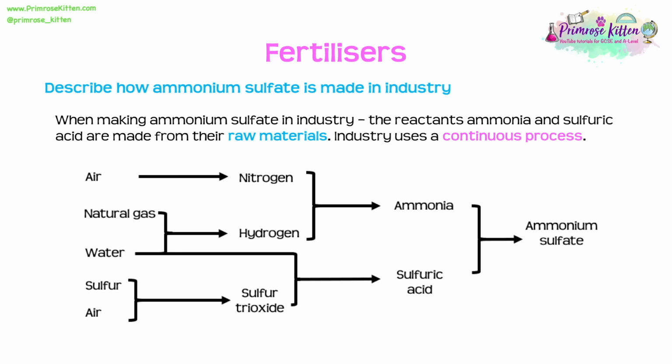So this flowchart here shows how we make this. We can see we're making the nitrogen from the raw material of air. Hydrogen you can see we get from the raw materials of natural gas and water. And the nitrogen and the hydrogen we use to make that ammonia that's needed to make the ammonium sulfate. Now the sulfuric acid, on the other hand, that we need, we make via making sulfur trioxide. So we use sulfur and air to make our sulfur trioxide, and then react that with some more water to make our sulfuric acid. Once we've got that ammonia and sulfuric acid, we finish off by making our ammonium sulfate.